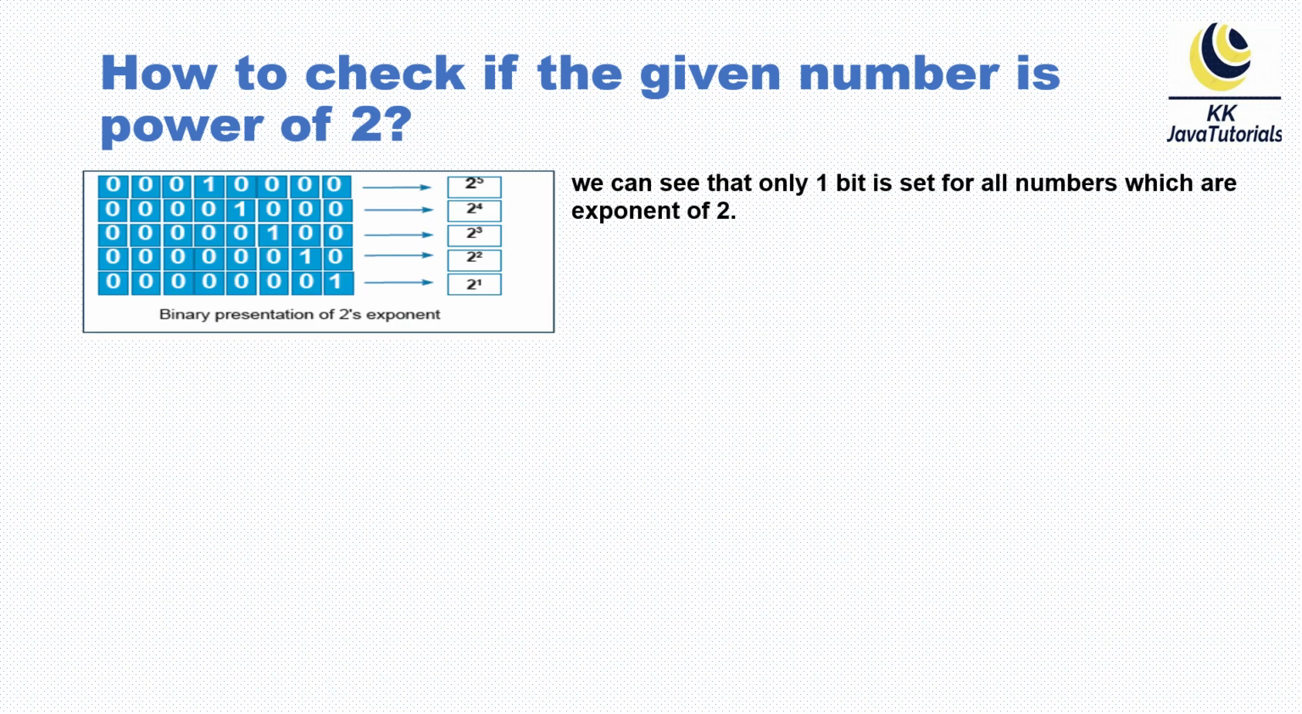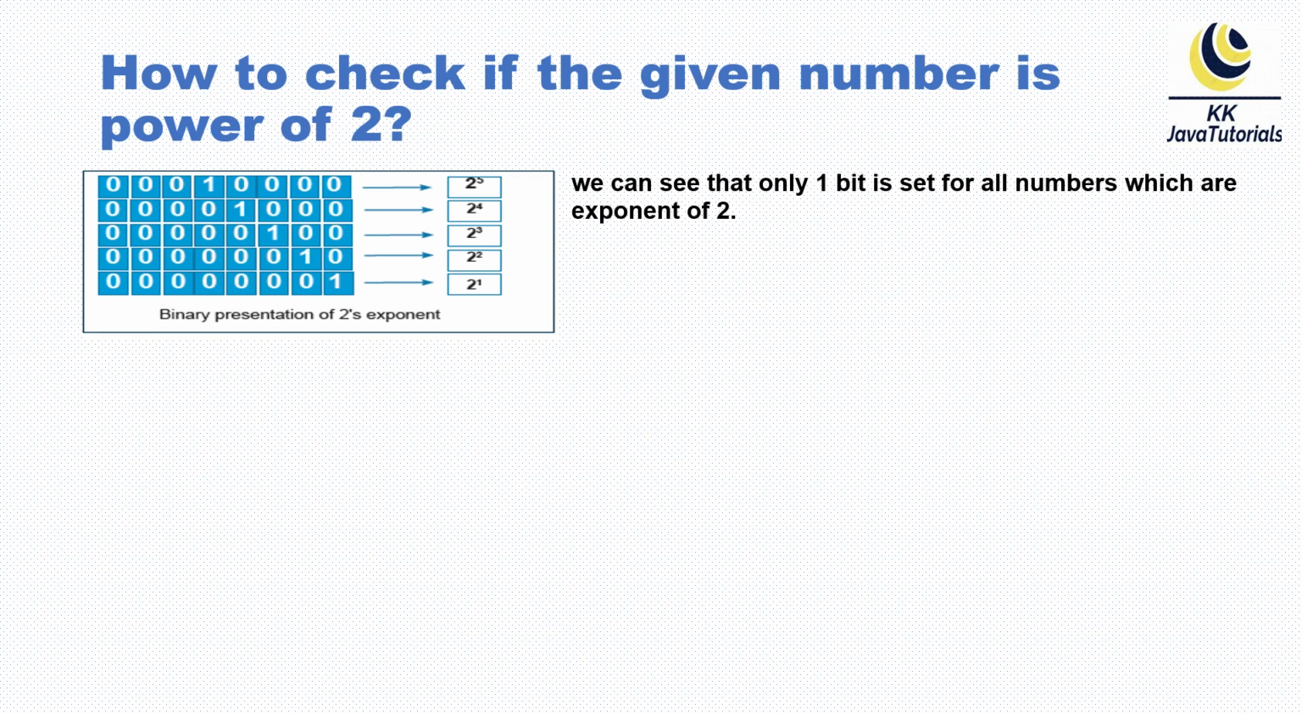Here in this slide you can see that only one bit is set for all numbers which are exponents of 2, or powers of 2. All the numbers here are represented in 8 bits. 2 raised to 1 means the first bit is 1. 2 raised to 2 means the second bit is 1. 2 raised to 3 means the third bit is 1. Similarly, 2 raised to 4 means the fourth bit is 1, 2 raised to 5 means the fifth bit is 1, 2 raised to 6 means the sixth bit is 1. So that's the concept we have.